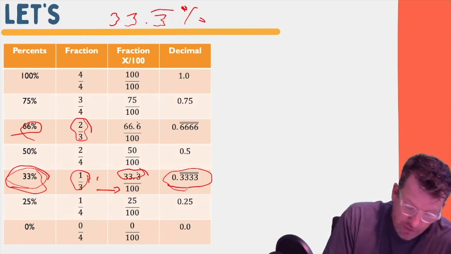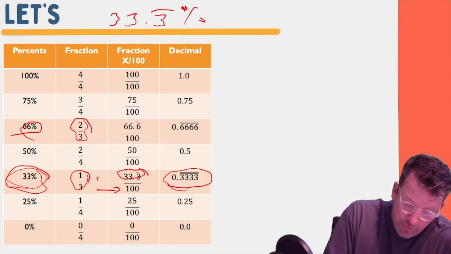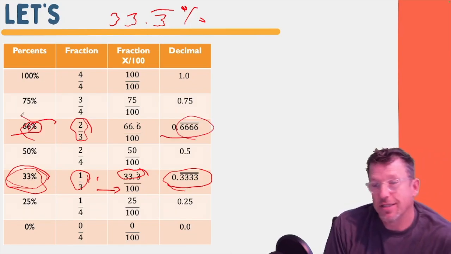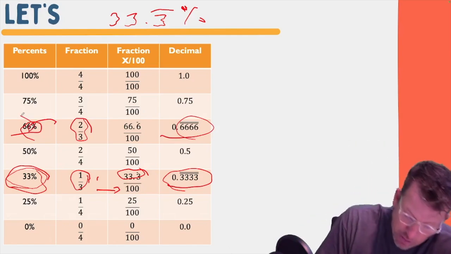And if we go up to 2/3, that's double what 1/3 is, right? So instead of 0.33, it's 0.666 and 66%. It's just moving around these benchmarks so that you have an understanding of what they mean in their equivalencies.